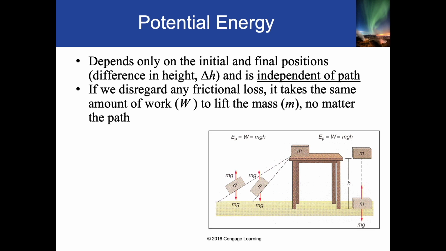So if you have this box here, well, let me finish reading. If we disregard any frictional loss, it takes the same amount of work to lift the mass, no matter what the path. So here we have a box on a table, maybe my Amazon package I ordered, and my dog jumps onto the table and knocks it over. It's going to fall this height right here. So mg stays the same because that's the mass of my Amazon package, and gravity stays the same, 9.8 meters per second squared. EP equals W, which equals mass times gravity times height. So that's the height.